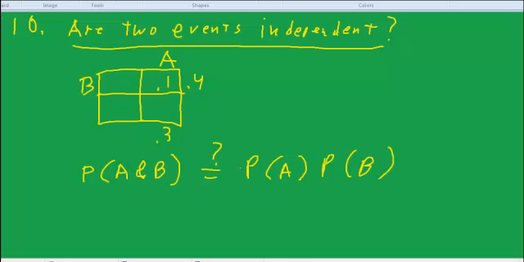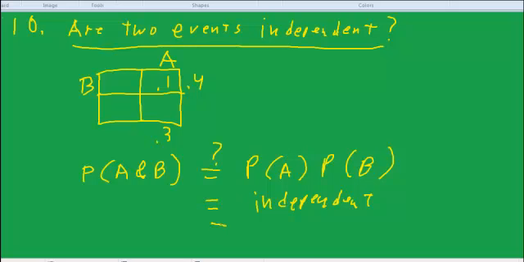And if we do get equals, then we say they are independent. Then that means telling you one event happened doesn't tell you anything about the probability the other event happened.